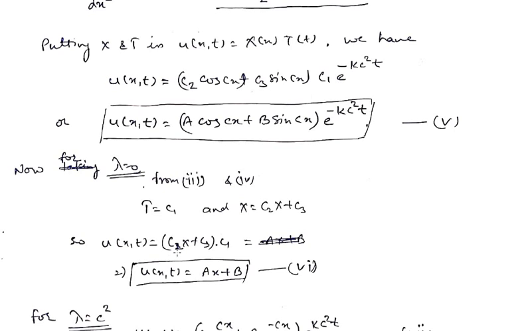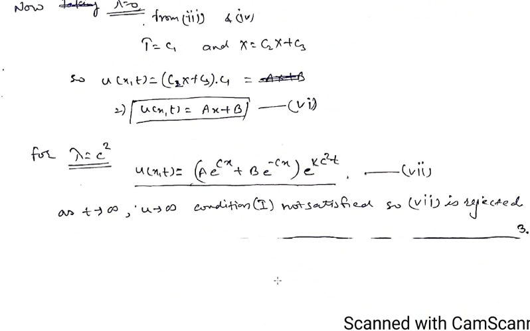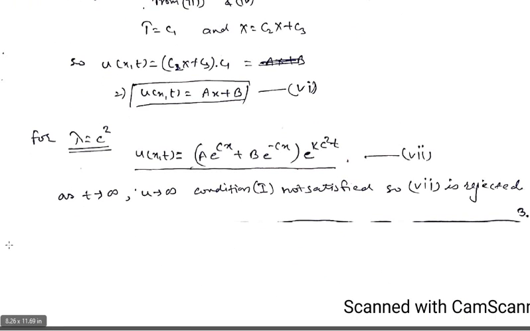It gives us u(x,t) = (C2x + C3) C1. Say u(x,t) = ax + b. This is the solution in the case when lambda is equal to 0. And if lambda is given by c square, in that case u(x,t) will be a exponential cx plus b exponential minus cx into exponential kc square t.